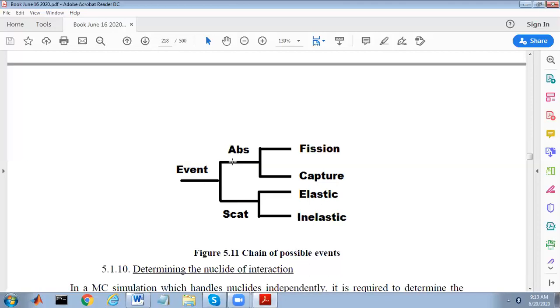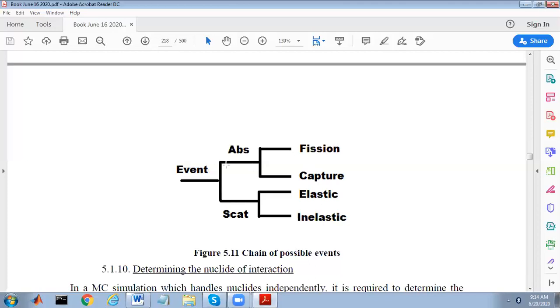So if an event was 80% absorption, and if out of that 80%, 60% were fissions and 40% were captures, so again, these two have to add up to 1. So if this was 60% and this was 80%, the probability of following this route and having this outcome was 0.8 times 0.6, which is 0.48. So then the probability of this chain would be 48%.